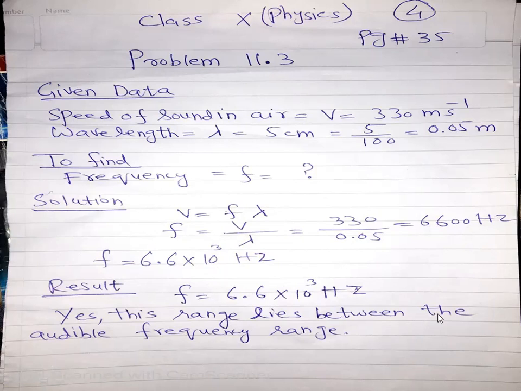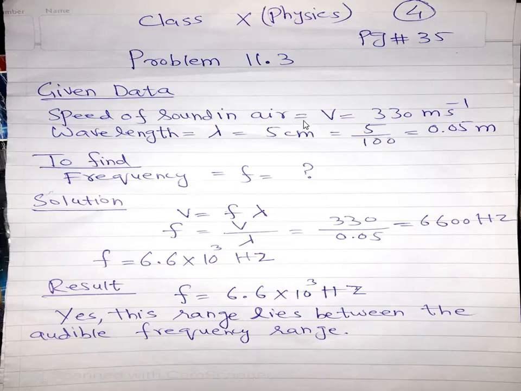I repeat this numerical. At a particular temperature, the speed of sound in air is 330 meters per second. If the wavelength of a note is 5 centimeters, calculate the frequency of the sound wave. Is this frequency in the audible range of the human ear? The speed of sound in air, V, is 330 meters per second. Wavelength, lambda, is 5 centimeters.